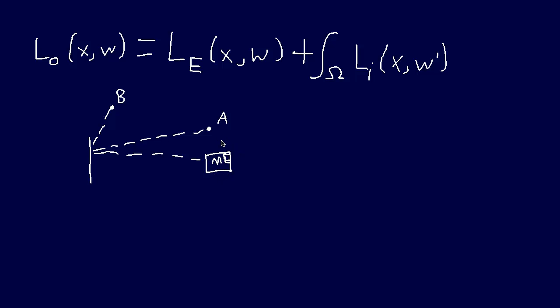Now, here's the thing. If I turn on light A, then turn it off, and look at light B, which one's going to be brighter? Which one's going to illuminate the surface more?